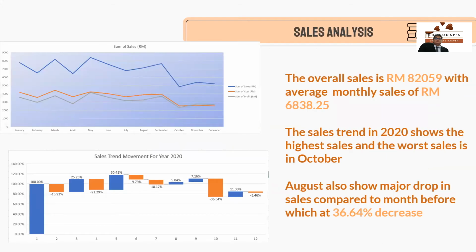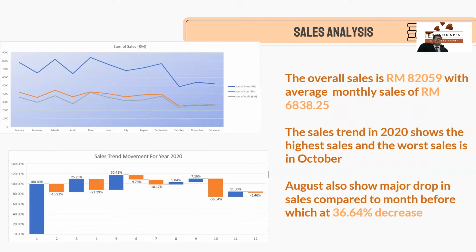Okay, now I will start explaining the sales analysis. The overall sale is 82,059 ringgit with average monthly sales of 6,838.25 ringgit. From the graph chosen, we can see that the highest sales trend in 2020 is at May, and the worst sale is during October.